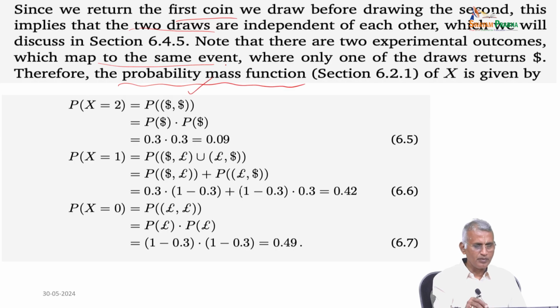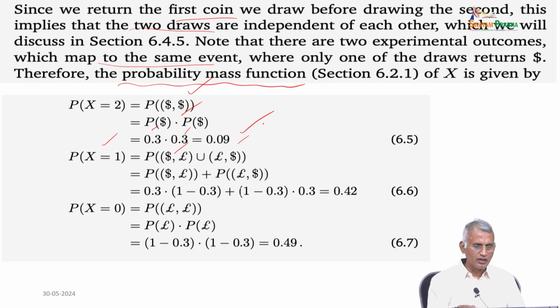probability of X equal to 2 is equal to the probability of dollar dollar. It means it is independent, therefore, probability of dollar times probability of dollar. The probability of dollar is 0.3, and 0.3 times 0.3 becomes 0.09. Now, if you have the probability of X equal to 1, it means either dollar pound will come or pound dollar will come.